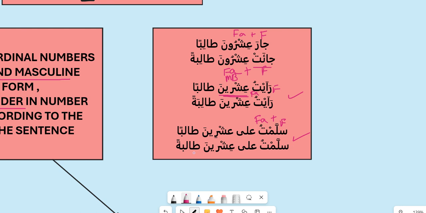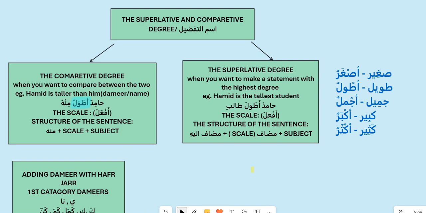So now let's check another topic. This is another topic that you will be learning in this lesson, that is the superlative and the comparative degree, called in Arabic ism tafdil. In this ism tafdil, there are two, superlative and comparative. One is used for comparing things, and the other is used for superlative. Like in English, if you remember, there is good, better, best. That's how it is in Arabic.